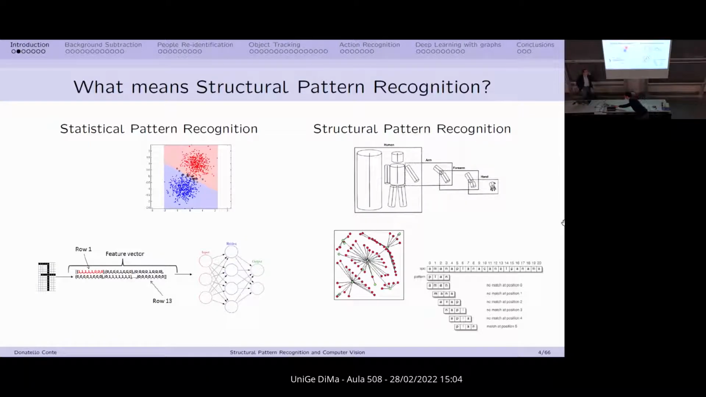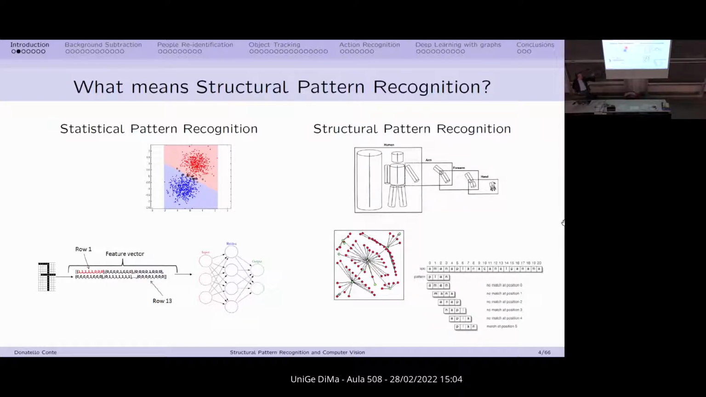So let me start with the classical categorization of pattern recognition. We know that there are two main categories in pattern recognition: statistical pattern recognition and structural pattern recognition. And we will see that now they are less separated. Now there are many fusion methods that fuse statistical and structural pattern recognition, but in the early use of this topic, the field was quite separated.